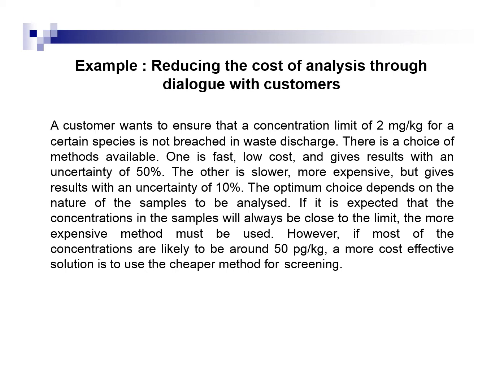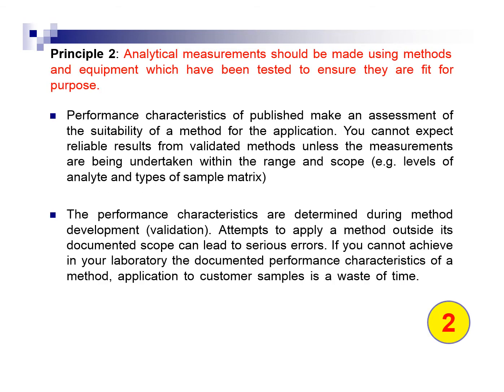So class, basically we as chemists can reduce the cost of analysis by referring to the proper guidelines, or we create our own SOPs. This example shows that by having a conversation with the customer, we can reduce the cost of the analysis. As for the second principle, the analytical measurements should be made using a method and equipment which has been tested to ensure that they are fit for the purpose.